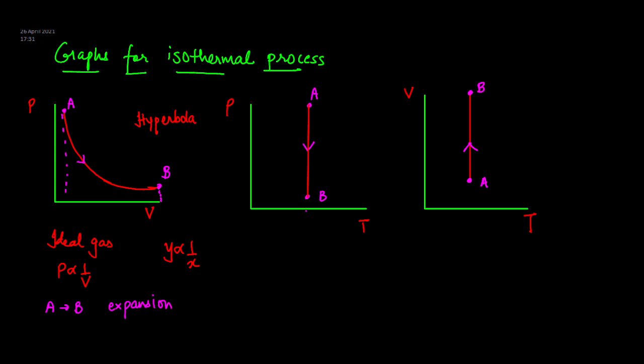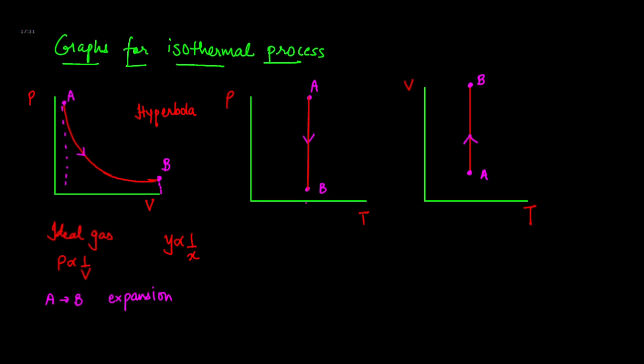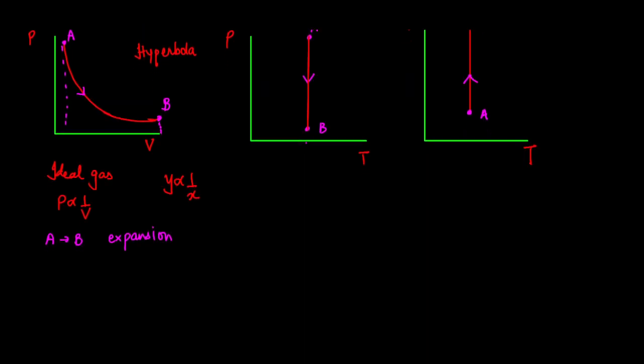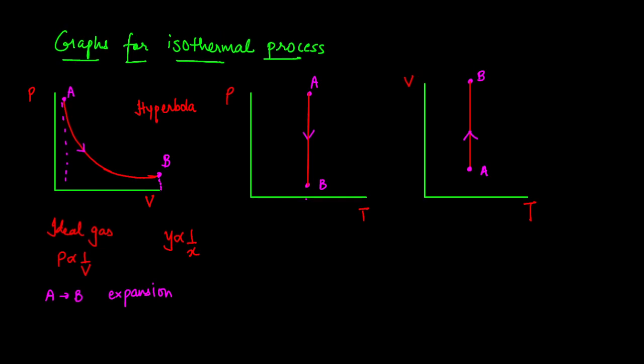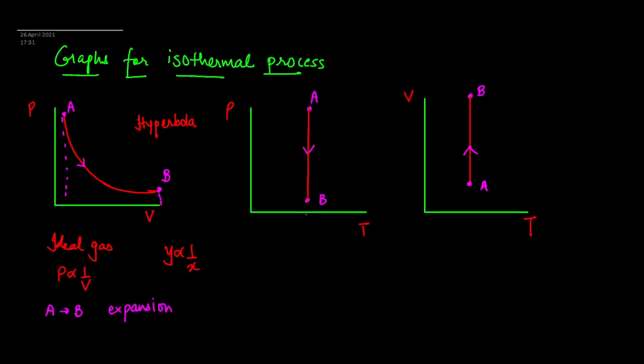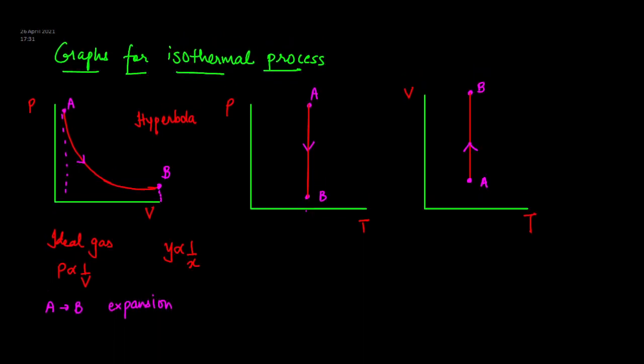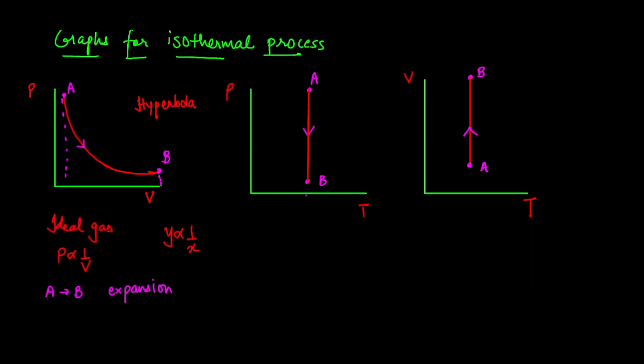So these are the graphs. If you want to draw more, others are possible, like TV, TP and so on. But there is no need. So that's what we have for the graphs as far as the isothermal process is concerned.